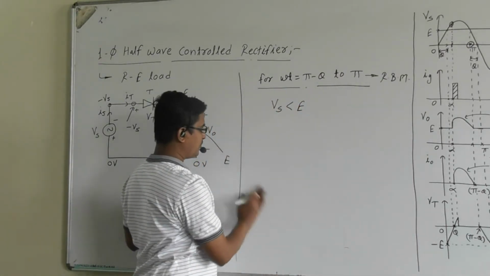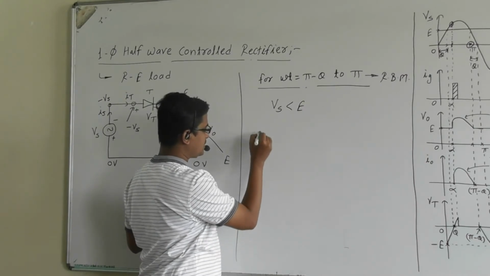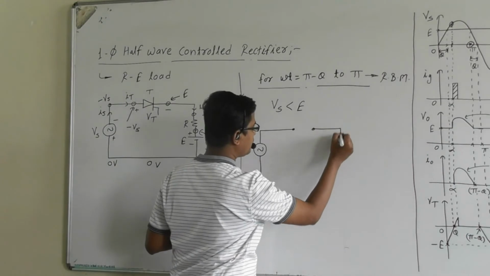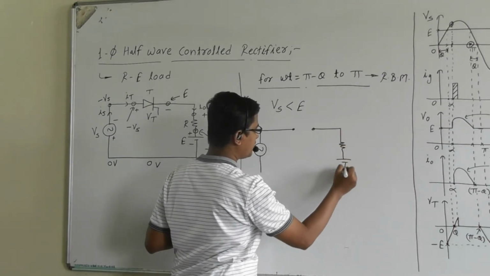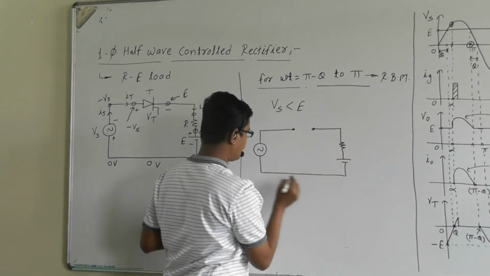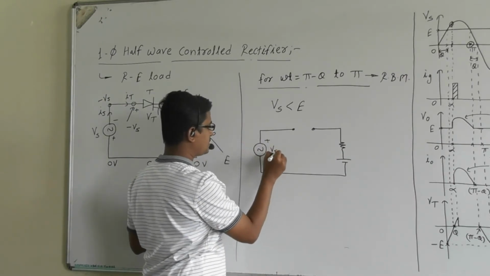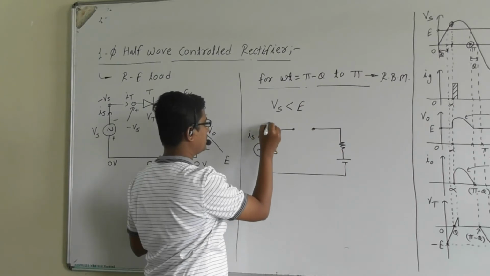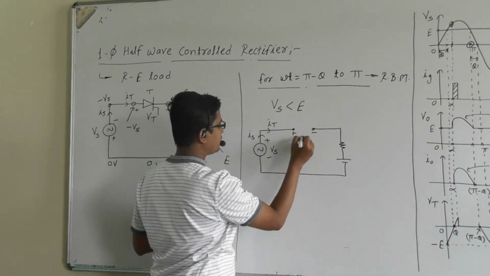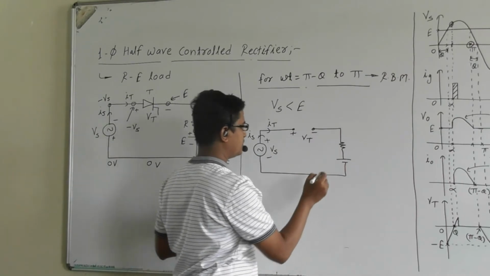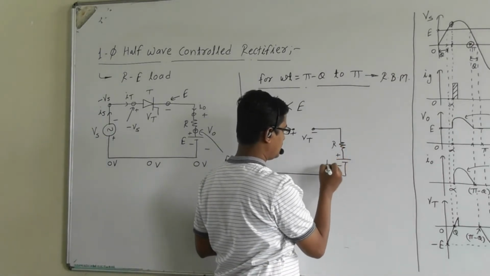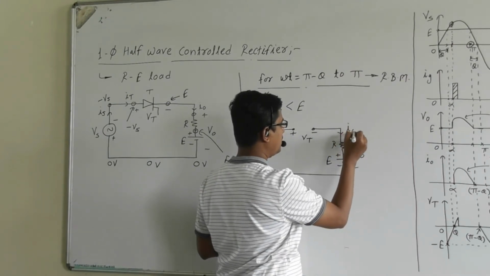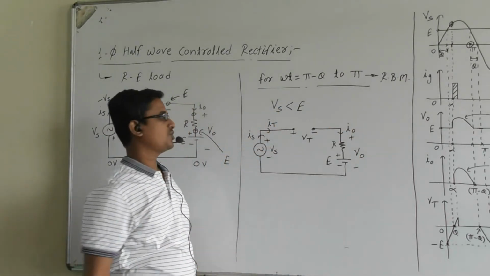So here, can we draw the equivalent circuit? Here it is SL, which is acting as an open circuit, resistor and EMF. So this is Vs, Is, It, Vt, R, E, V0 and I0. Right? So SL is in the off state.